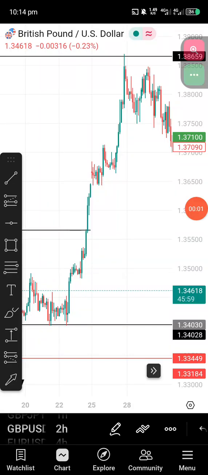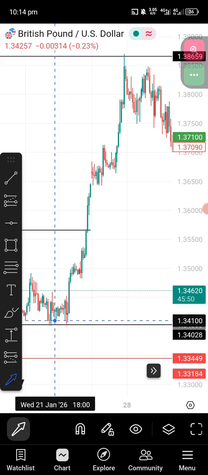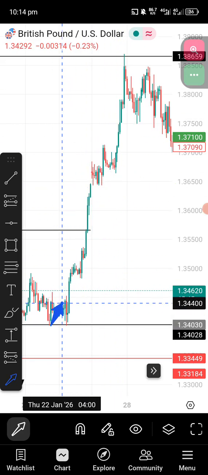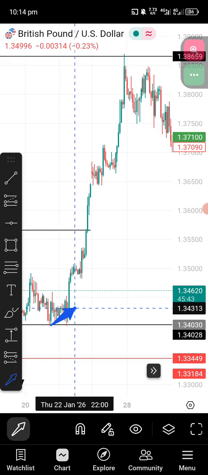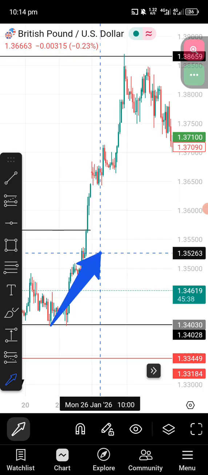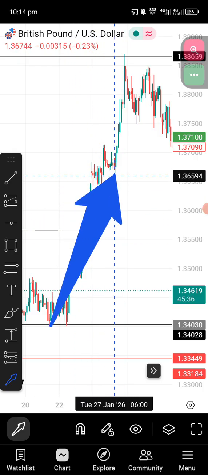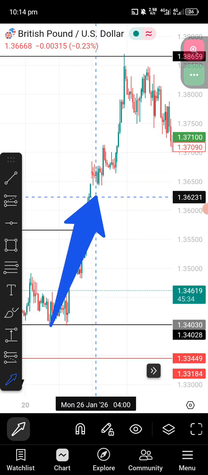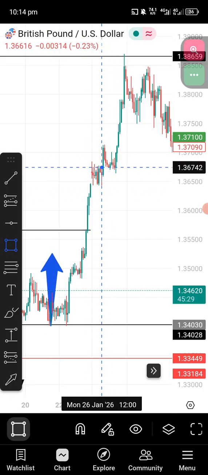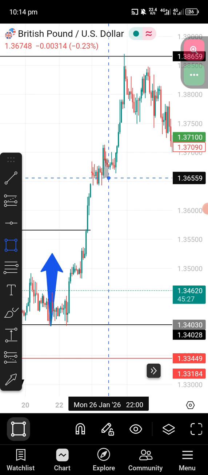Okay, so let me use GBP USD to explain what I'm trying to talk about. Now you see, when this market was pushing to the upside, it created, this is the first order block, this is the second order block, third order block, fourth order block.